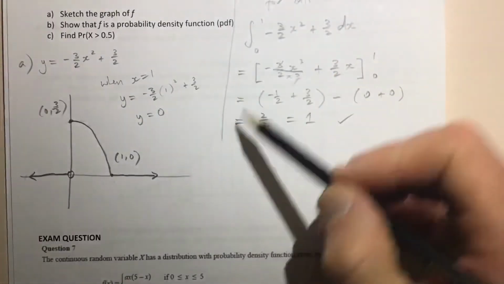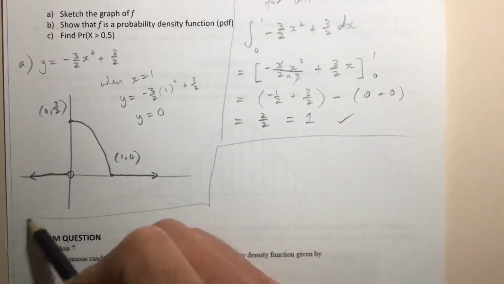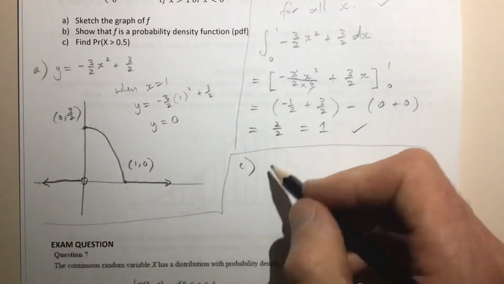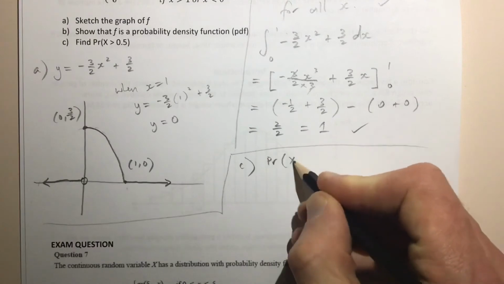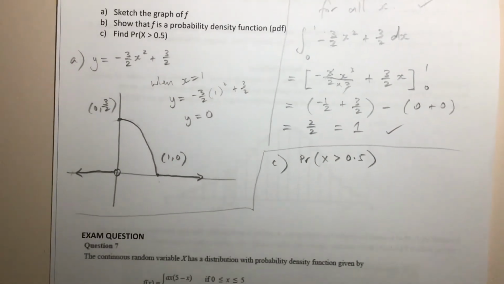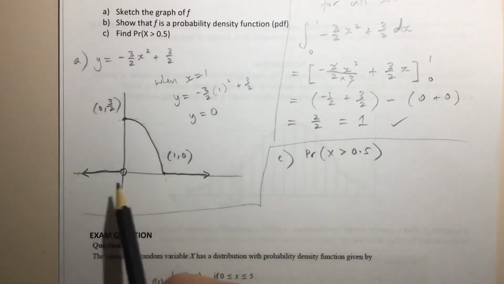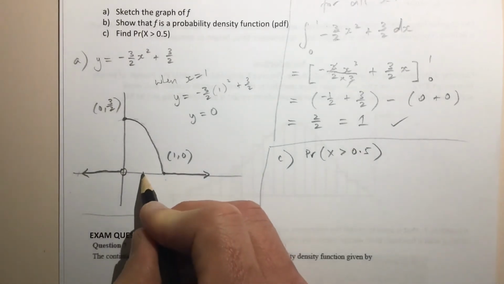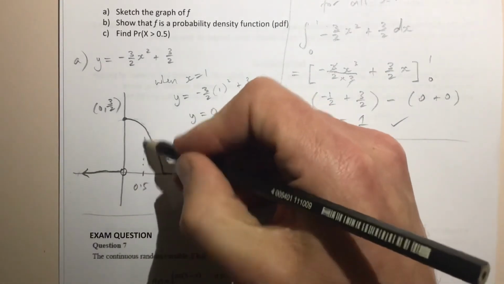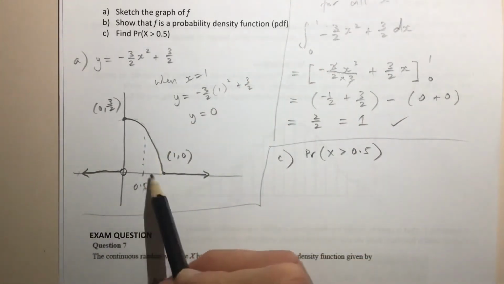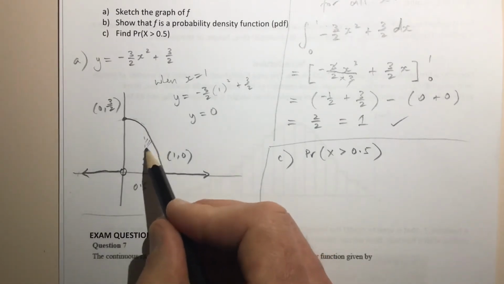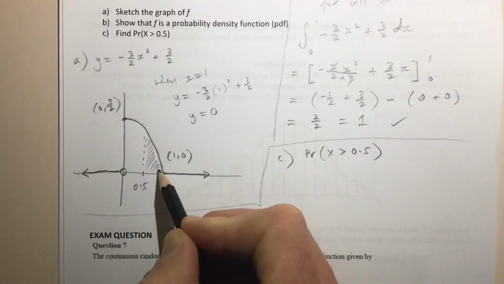And so for this last part, it says find the probability that x is greater than 0.5. Now essentially what we're saying here when we look at the graph is, okay, well we know that this is 0, we know that this is 1, so 0.5 sits here. And the probability that x is greater than 0.5 is just all of the area under the function where x is above 0.5. So it's essentially all of this area here that we're trying to find.